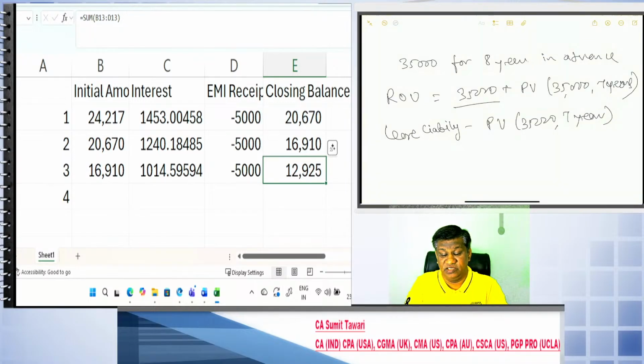So this is basically the opening liability. This is the interest for the first year, or the interest for the period, and ROU amortization on a straight line basis. Okay, so it is 253 divided by 8. Okay, so what is my lease expenses?